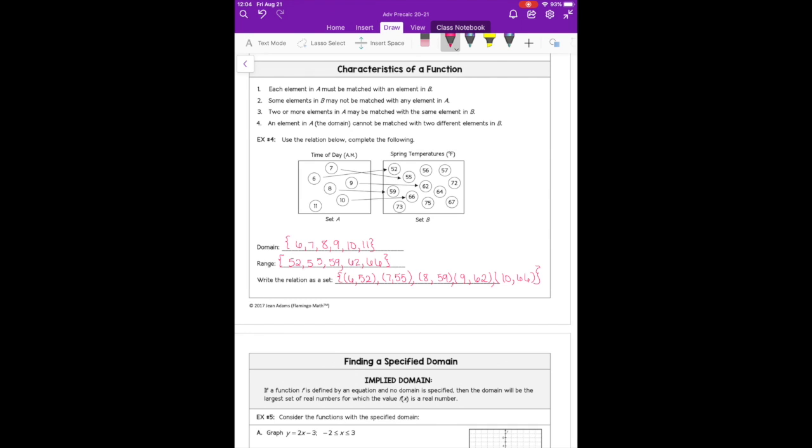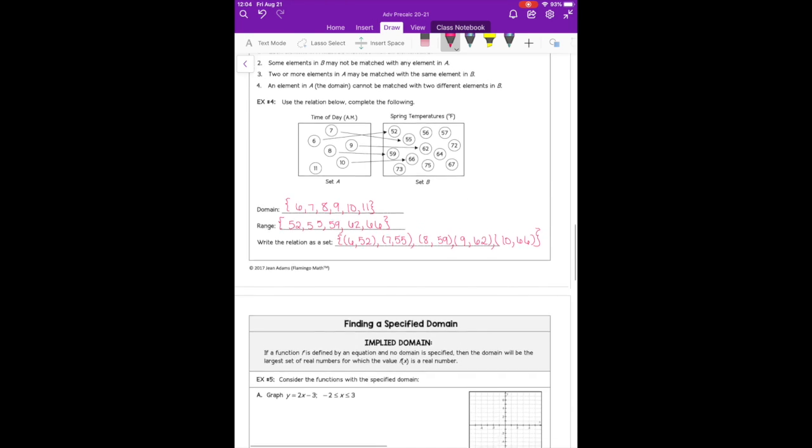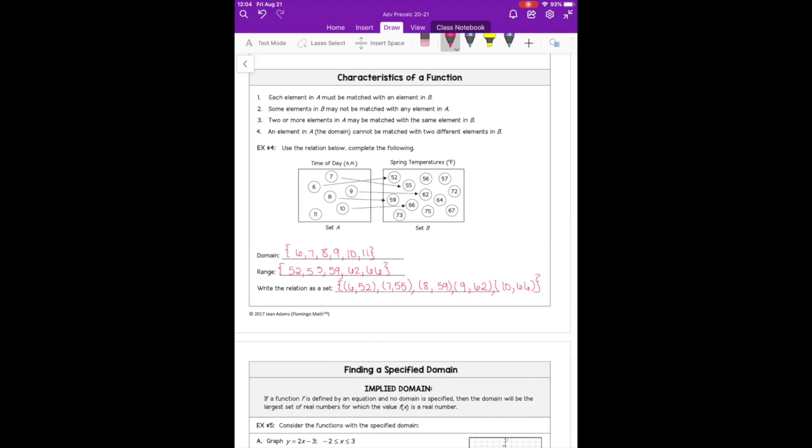Okay. Next, we're going to talk about the specified domain. But first, let's talk about characteristics of a function. To be a function, you have elements of A, and they have to be matched with the elements in B. I went ahead and filled this out, so your domain is wrong on my page here. Your domain is everything that has an output.